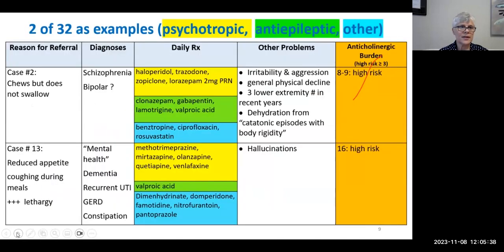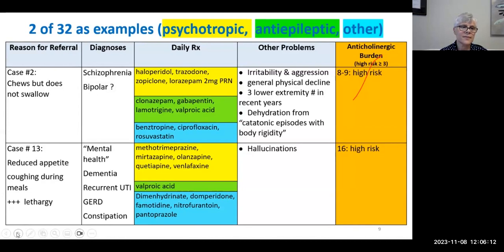So those 2 people that really drew my attention, the first person is case number 2 in our cohort. And we can see here the types of medications that she's been prescribed, what her presenting diagnoses were, and her other problems of irritability, aggression, physical decline, and problems with what the caregivers described as catatonic episodes with body rigidity that resulted in dehydration.